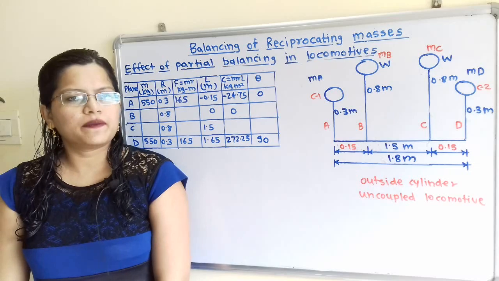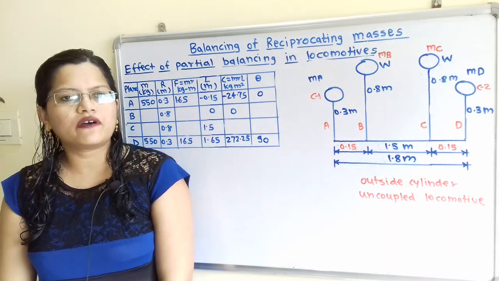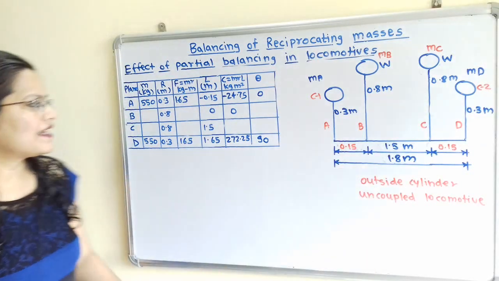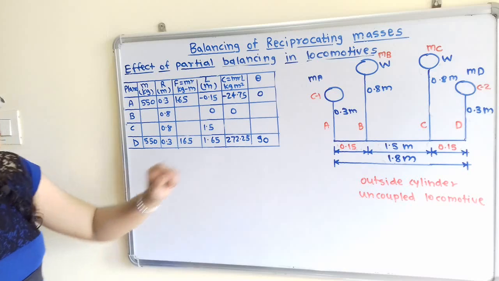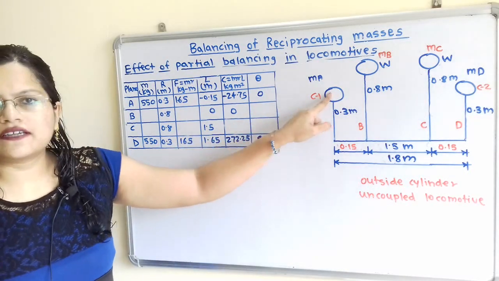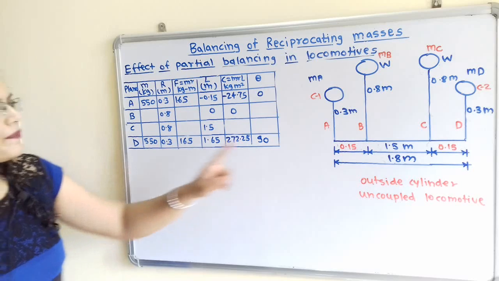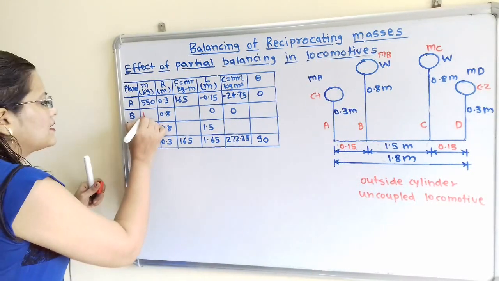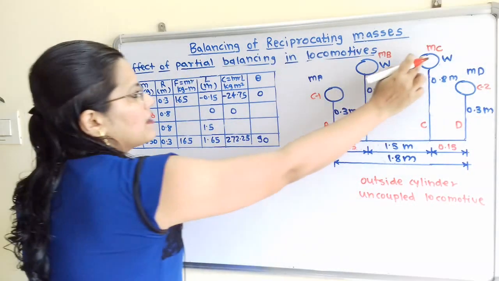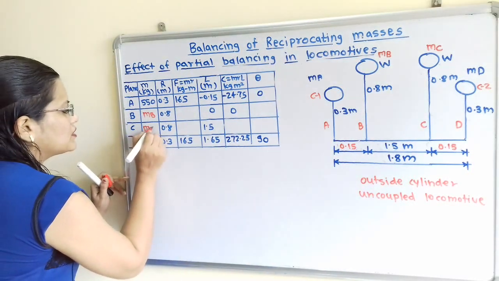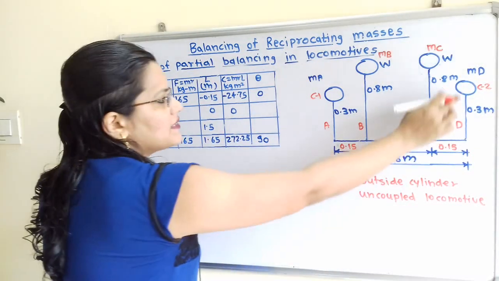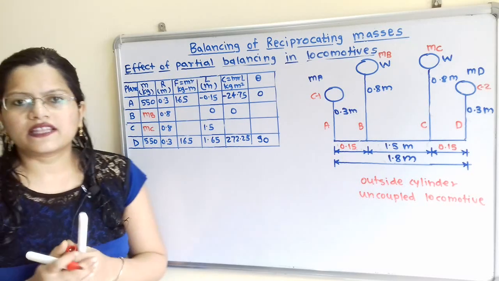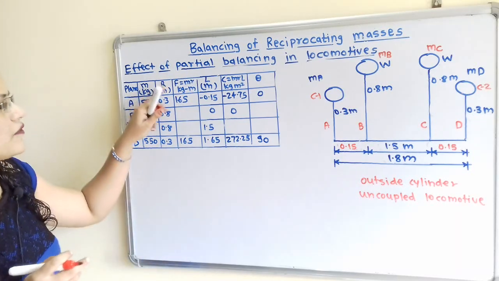Now we will prepare a table with reference to this diagram. So first column is for plane. There are 4 planes A, B, C and D. Next for mass in kilogram. So at plane A, that is mass at the cylinder, we have calculated 550 kilogram. Then for balancing mass at this wheel, it is unknown and we will mention as MB. Then balancing mass at C, it is unknown, so we will mention as MC. And then the mass at cylinder C2, it is 550 kilogram. Then we will move for the radius of the rotation. So radius of rotation in meters.